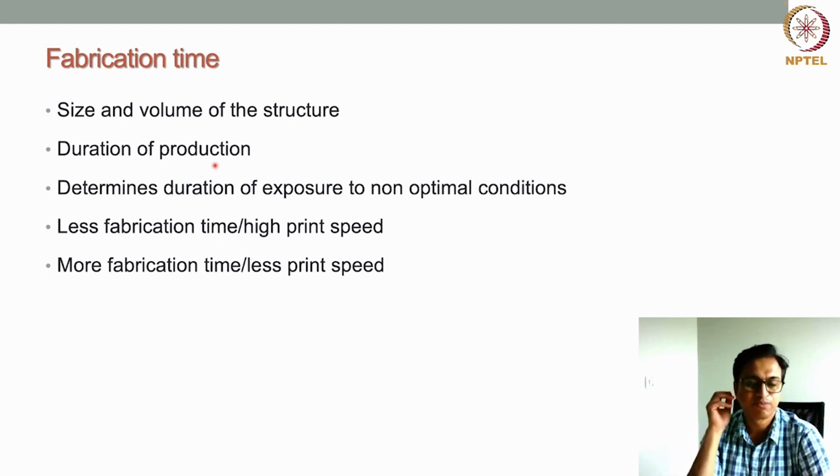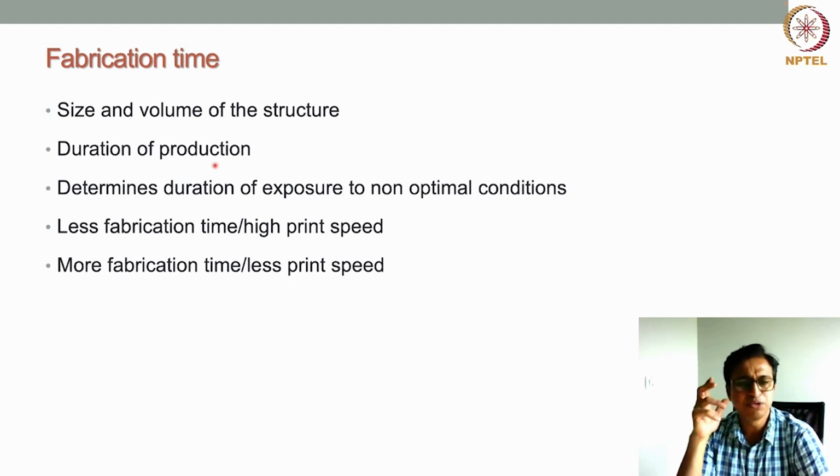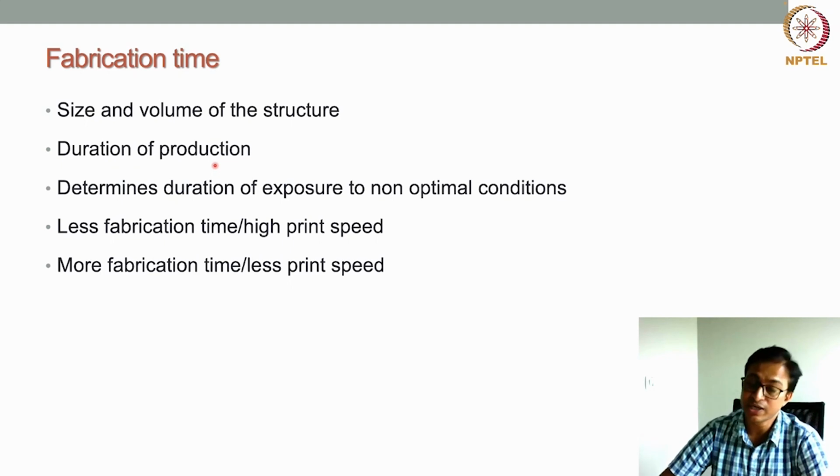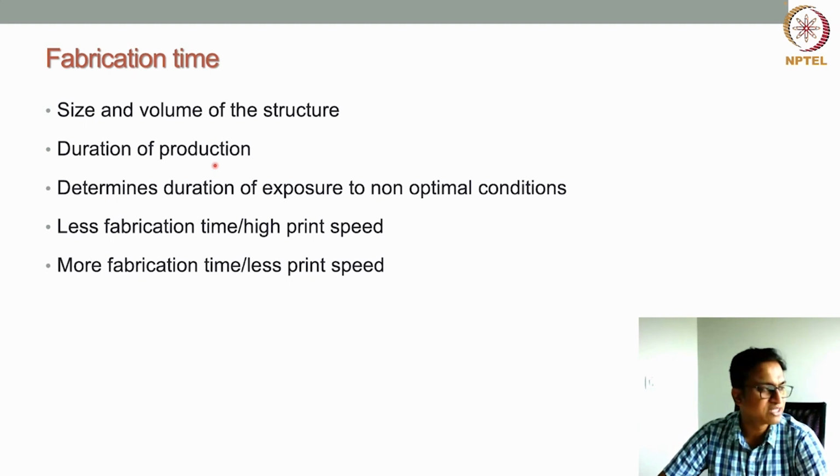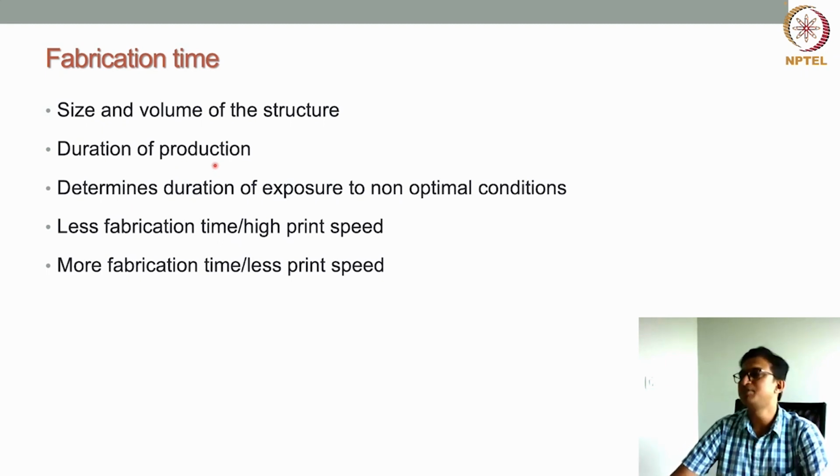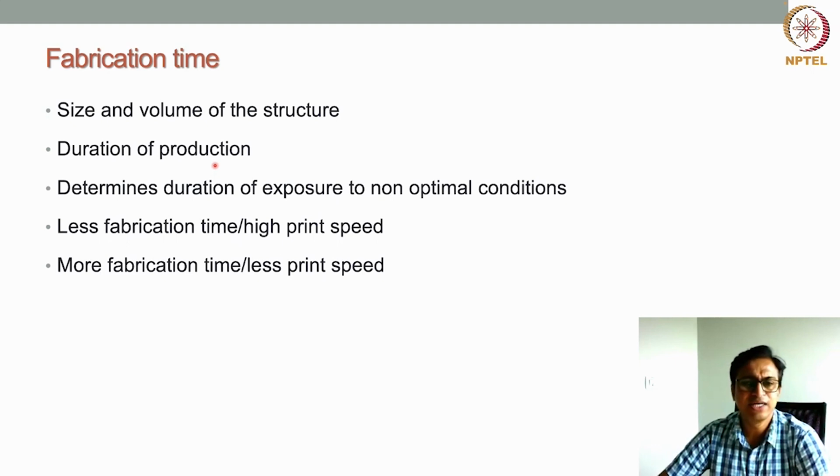But to do that, again, probably we need to increase the print speed. So high print speed again causes high shear stress, because the shear rate is very high. As we increase the shear rate, shear stress will also increase. So the less fabrication time is actually good for cellular viability, because the cells are not exposed to very high non-optimal conditions. But again, the print speed will increase. And with very high print speed, in certain cases the printing fidelity can also go down. So that is another challenge we need to encounter.